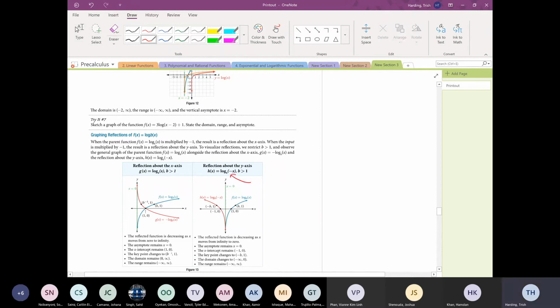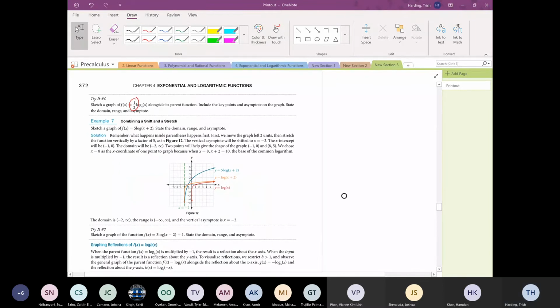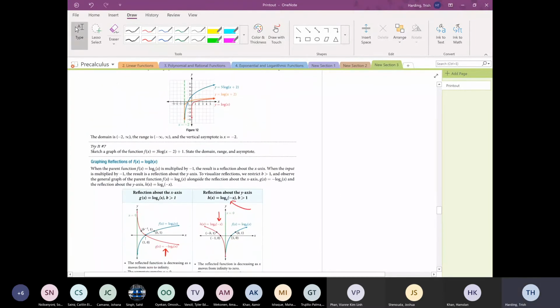Notice this one's negative here, and notice this negative is applied on the outside. Here is the inside negative again. Oh, where did we go? There we are.